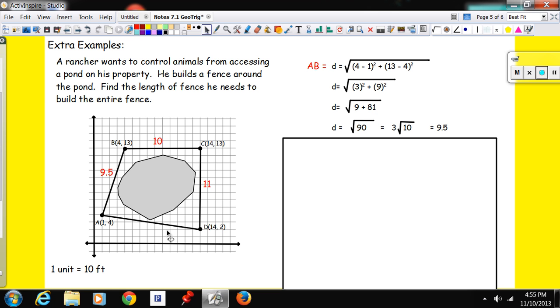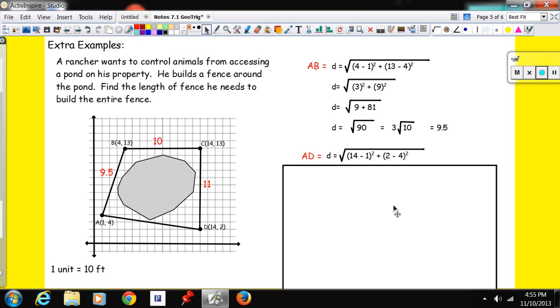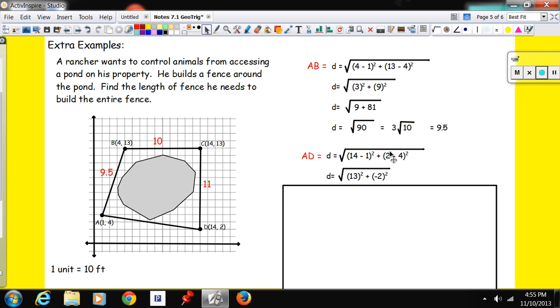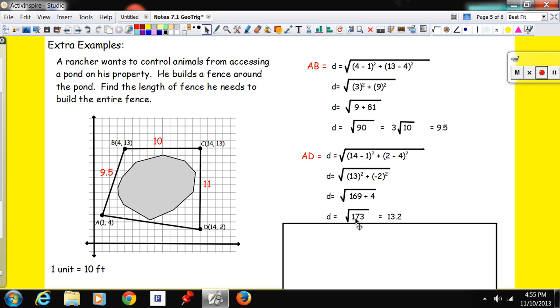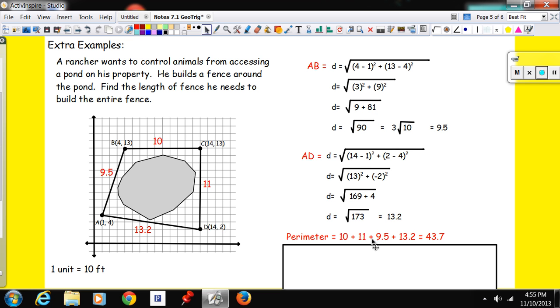Now we need to find from A to D, the last piece here. So from A to D, you're going to take your 14 x minus your 1 x, 14 minus 1 squared, and 2 minus 4 squared. So you're going to get 13 squared, -2 squared, 169 and 4 is 173. And if you take the square root of 173 on your calculator, you get 13.2. Boom, there it is. So what we need is to find the perimeter, and when you add up all 4 sides, that's 43.7 units all the way around.